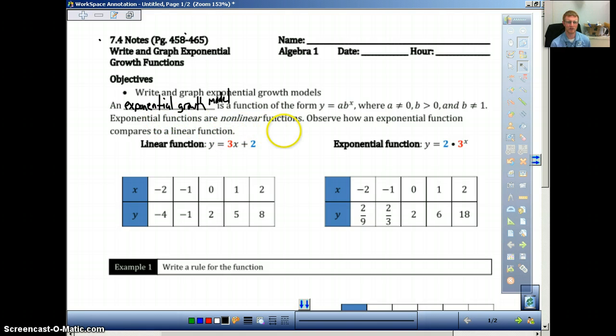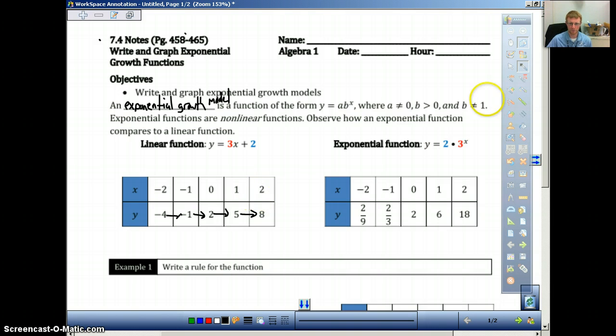Exponential functions are nonlinear functions. Okay, so we're going to talk about the difference between a linear function and an exponential function. So here, when you look at a linear function, one thing that has been talked about is as your x changes, your y changes consistently. So notice, when we go from -2 to -1, our y is changing by 3. When we go from -1 to 0, it's still changing by 3. From 0 to 1, it's still changing by 3. So as we go from -4 to -1, and 1 to 2, and 2 to 5, and 5 to 8, because these are all changing by the same amount.